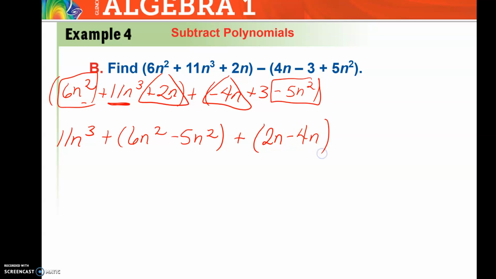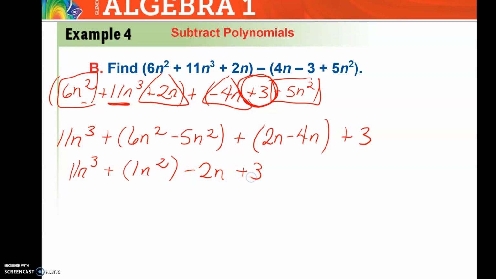And this is the downfall to the horizontal method. Sometimes we forget about him because we used all these up, and so we kind of forget about him. So don't forget about him. He has nobody to go with, but he's still there. And then I put those like terms together. 11n cubed, 6n squared minus 5n squared is a positive 1n squared. 2n minus 4n is a negative 2n, and then plus 3.